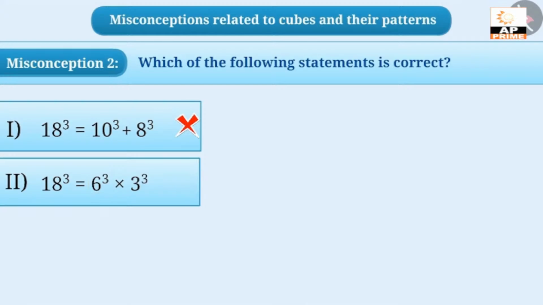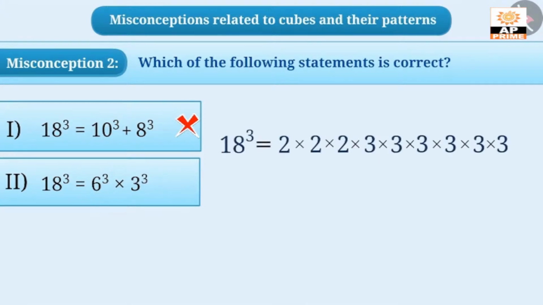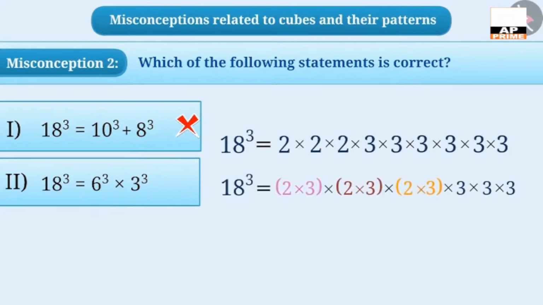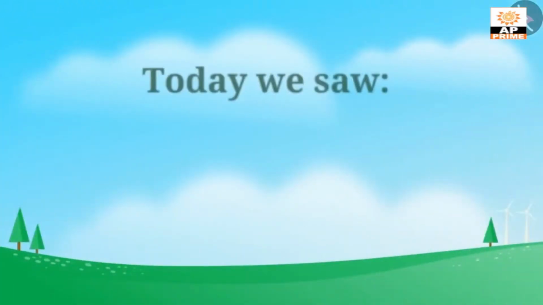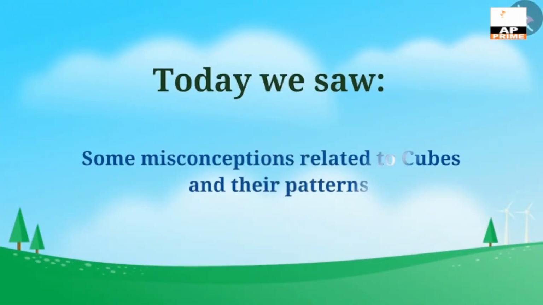Remember, we can write 18 to the power of 3 as follows. We can further factorize it using groups of 2 multiplied by 3. Since 2 multiplied by 3 is equal to 6, we can write it as 6 to the power of 3 multiplied by 3 to the power of 3. So now you must have understood that the second statement is correct and it is the correct answer to the given question. So today we saw some misconceptions related to cubes and their patterns.